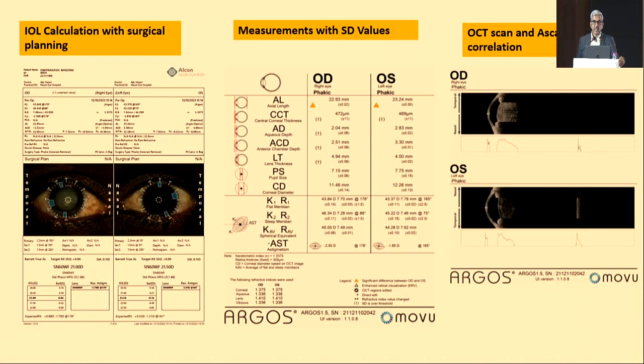If you go into details of these measurements, you have all the detailed measurements and their quality parameters available to you on a single sheet. And on the third part of the report, you have the OCT scan and the correlating A-scan wave parameters along with it.